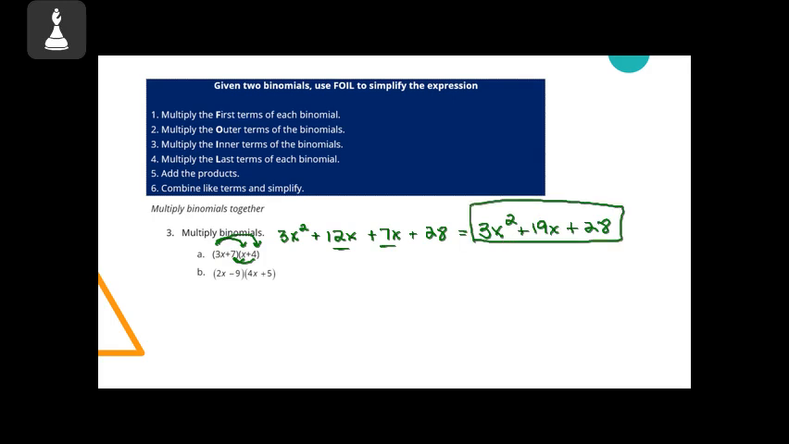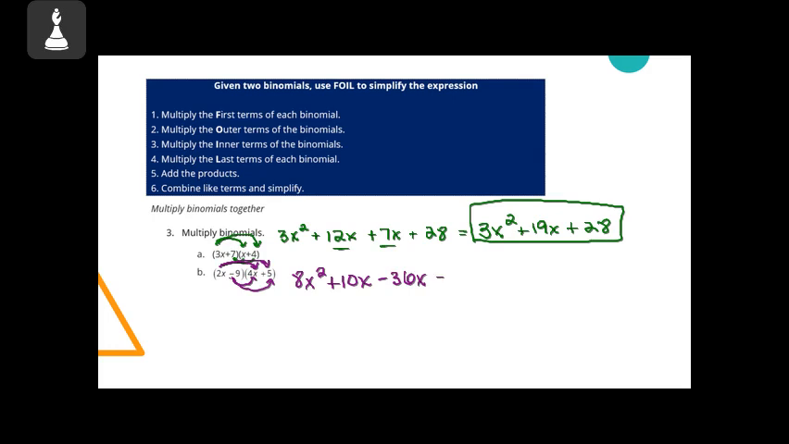We can do the next one following that same process. So 2x minus 9 times the quantity 4x plus 5. So 2x times 4x. 2 times 4 is 8. X times x is x squared. 2x times 5, 10x. Negative 9 times 4x is negative 36x. And negative 9 times 5 is negative 45.